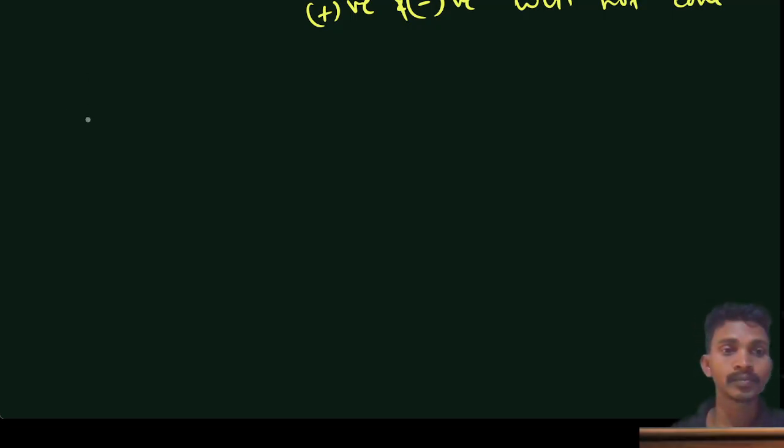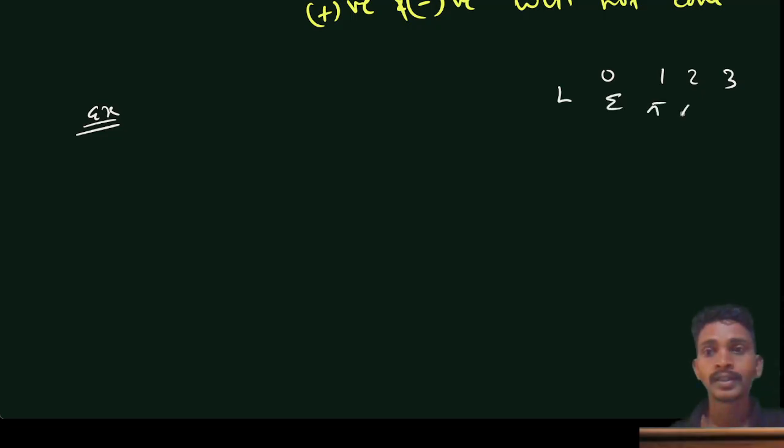Okay, so let's discuss how to calculate term symbols for diatomic molecules. Let's say the L values are 0, 1, 2, 3. Then this is sigma, this is pi, this is delta, and this is phi.